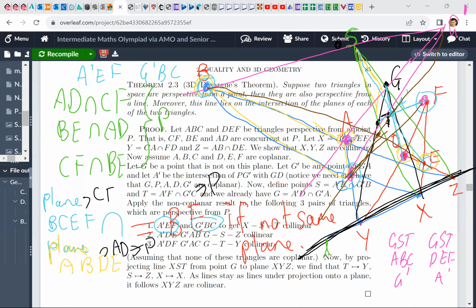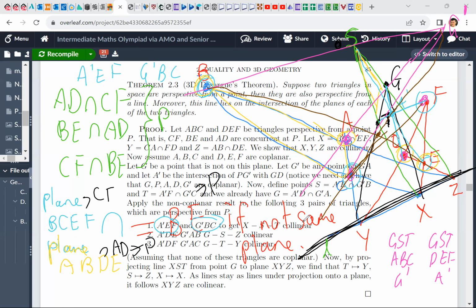Now, by design, if you look at the other proof, we put triangles perspective from a point about the line, but in our case we have all these lines already from our design. XST is a line already. Which means that A prime EF and G prime BC are perspective about a line, and if they're not coplanar, then they're perspective about a point.